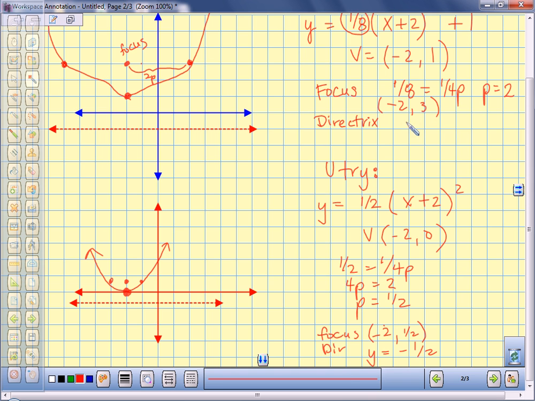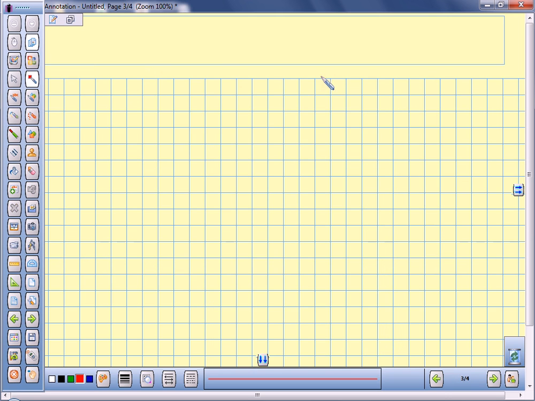Okay, let's do one more of these together, and then we'll move on to the next part of the lesson. Let's say we had the equation y equals -1/16 (x minus 3) squared minus 1. All right, so if we look at this one and we go to graph it, where would the vertex be? Well, we can probably tell from looking at this that the vertex is the point (3, -1).